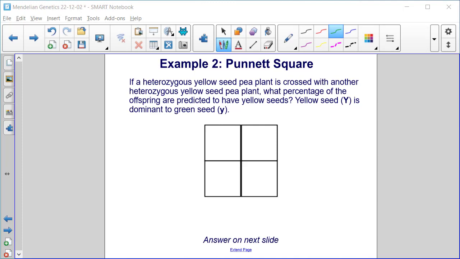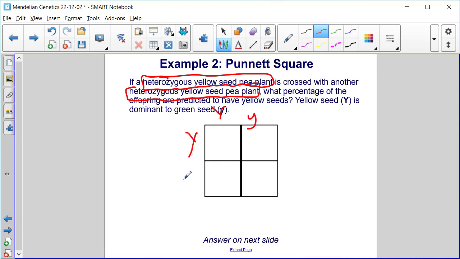Example 2, Punnett square. If a heterozygous yellow seed plant is crossed with another heterozygous yellow pea plant, what percentage of the offspring are predicted to have yellow seeds? So yellow seed, capital Y, is dominant to green seed, lowercase y. So we have one heterozygous plant crossed with a second heterozygous plant. So what do we get?